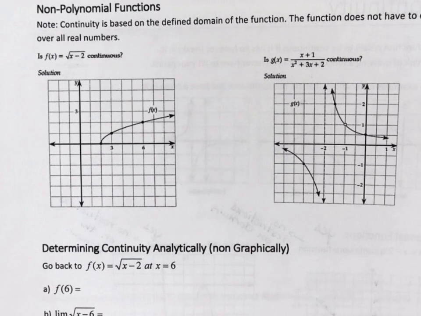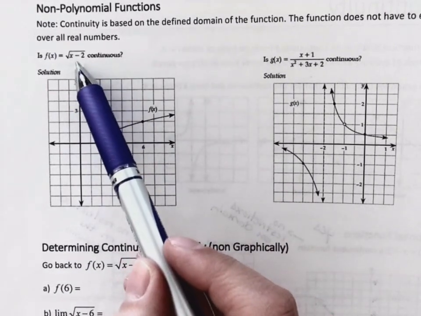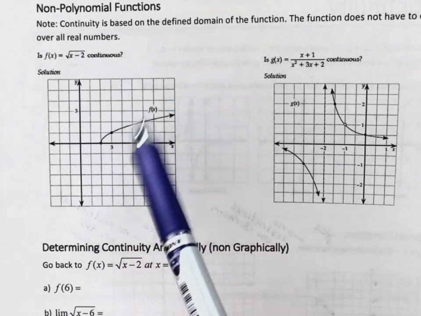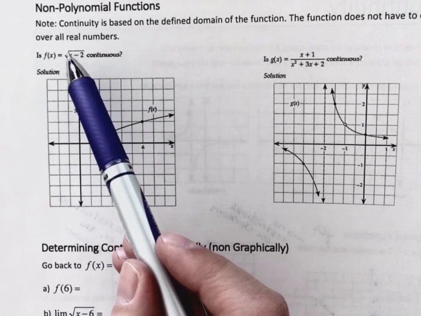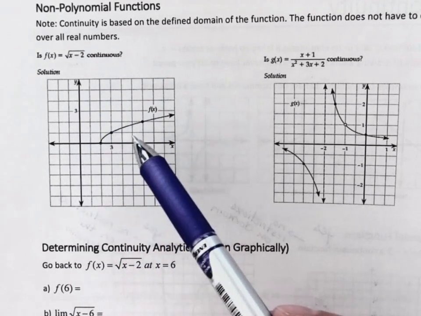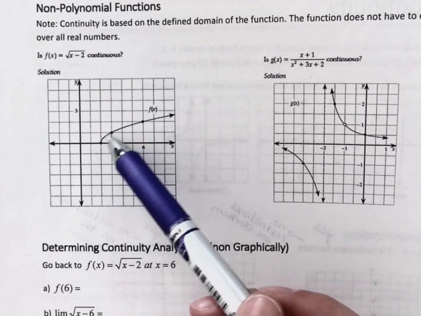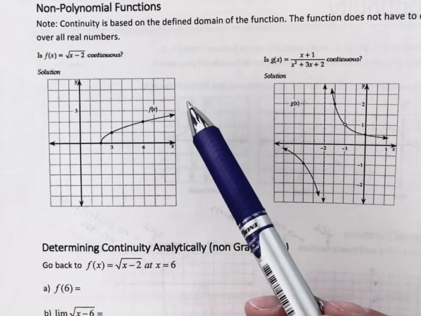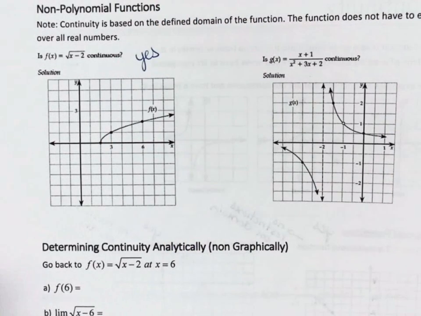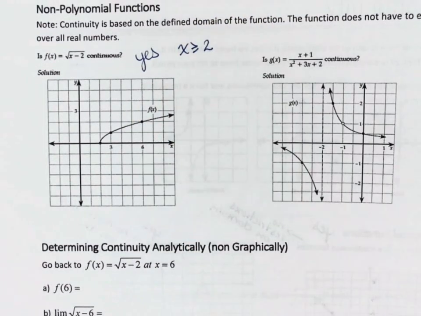There is a restriction on the domain for this one, right? We know that the restriction under here is x has to be greater than or equal to 2. Any number less than 2 will end up being a negative number under the root sign, and we know we can't do that. But because there are no breaks in the actual function, even though the domain is restricted, it is still continuous. It's continuous for x greater than or equal to 2.